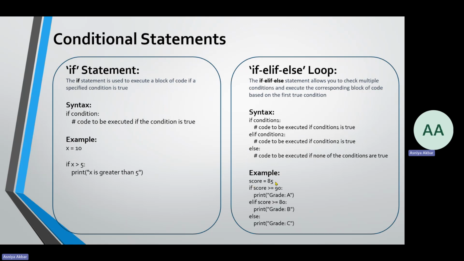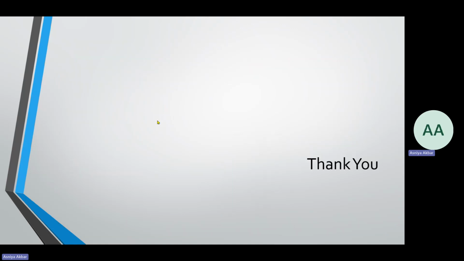So here you can see the score is 85. If the score is greater than or equal to 90, grade A will be printed. This is false. Again, is it greater than or equal to 80? 85 is greater than 80. So the output would be grade B.